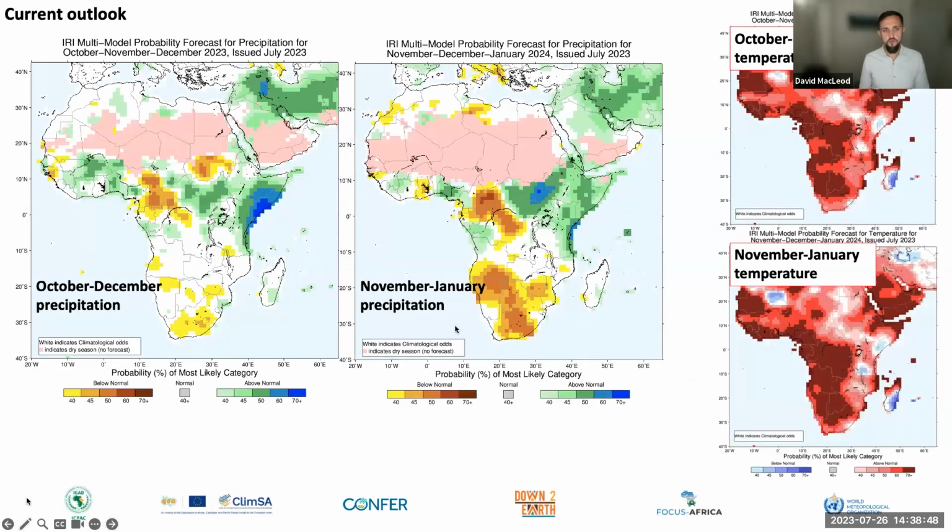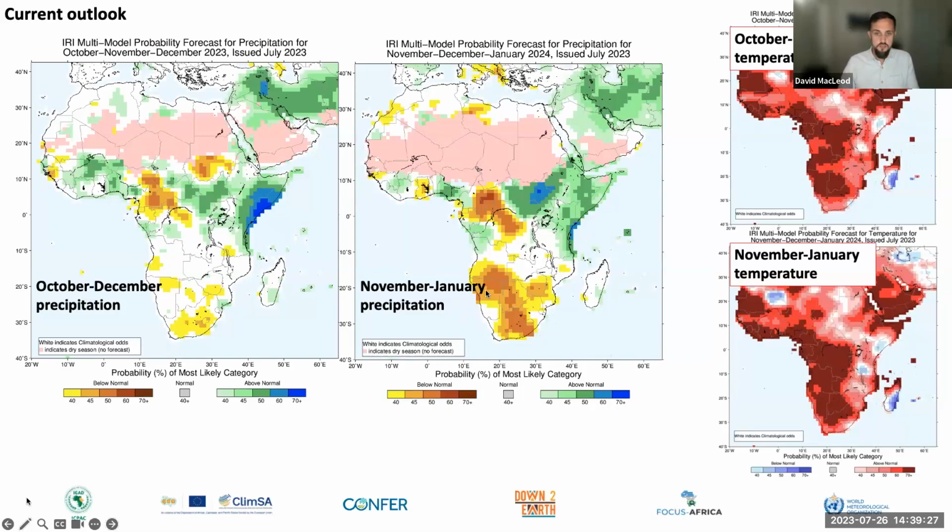So there are already some global producing centers which are making experimental long lead forecasts. I understand ICPAC are making a long lead forecast imminently. But this is just a global picture. We can look ahead to October to December on the left for rainfall and November to January for rainfall as well. Consistent with our understanding of drivers, El Niño and positive IOD, East Africa is looking like a large chance of above normal in October to December, and moving into January, dry in Southern Africa.